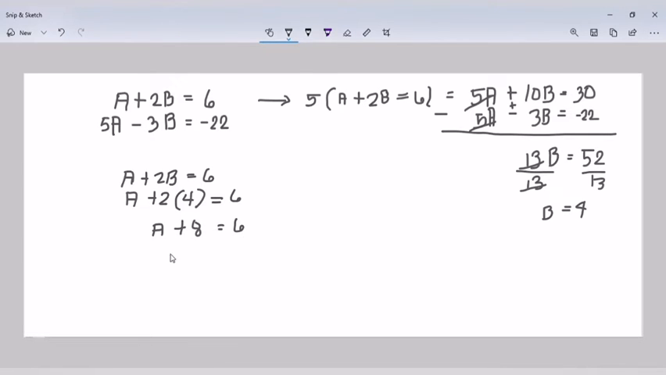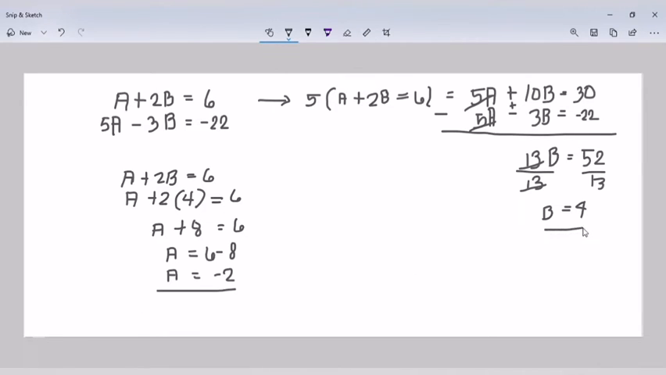Then, using the additive inverse property, 8 would be subtracted from 6. So 6 minus 8, then we get our value of a, which is negative 2.